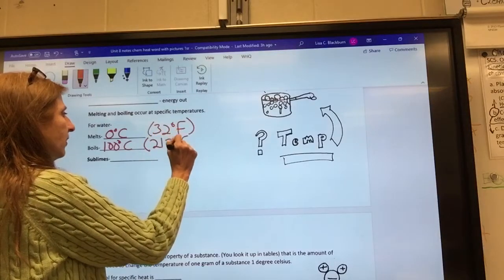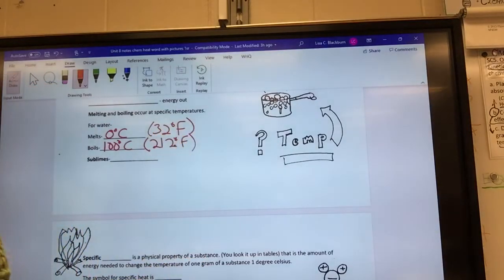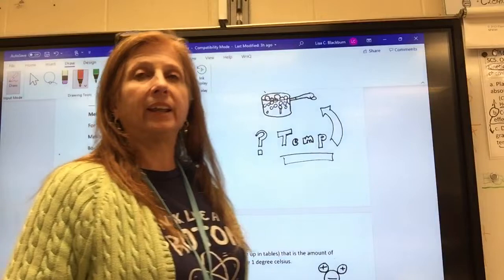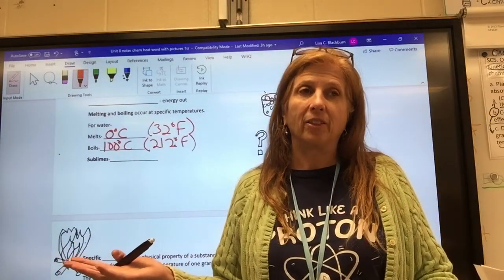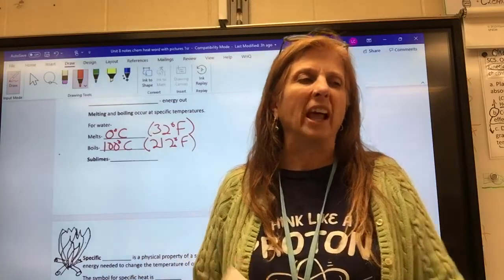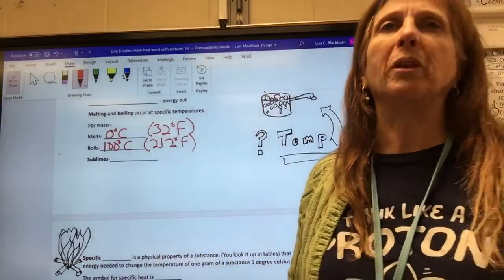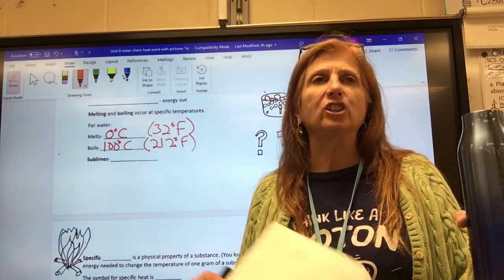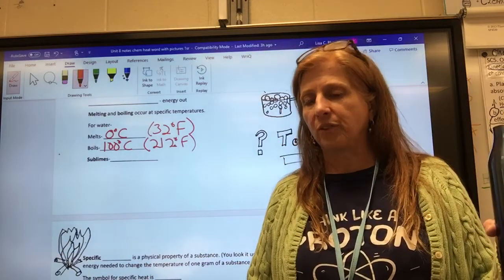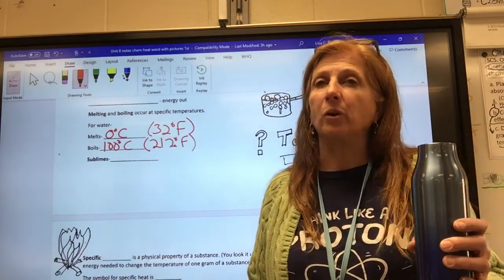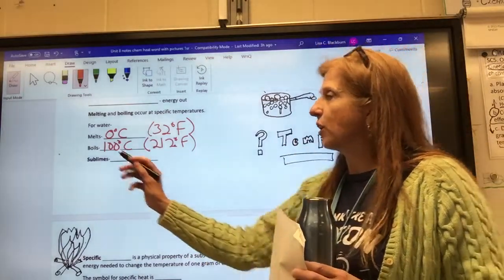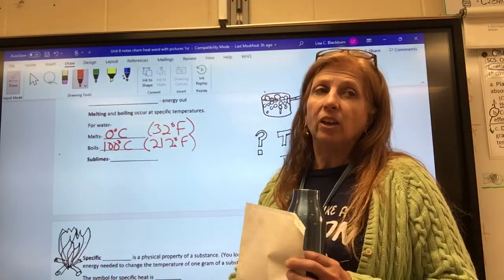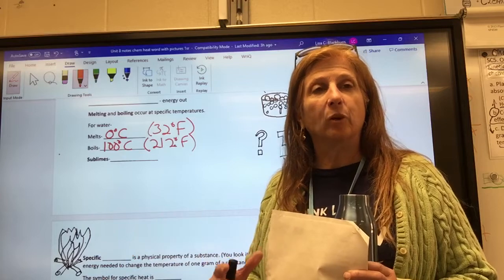212 degrees Fahrenheit. Now, what is subliming? Does anybody know that word already? Sublime? Is that like good or something? It is a word for almost like heavenly. It sort of has angelic connotations. But there's another meaning for it in science, and it's when something goes straight from a solid to a gas without being a liquid first.